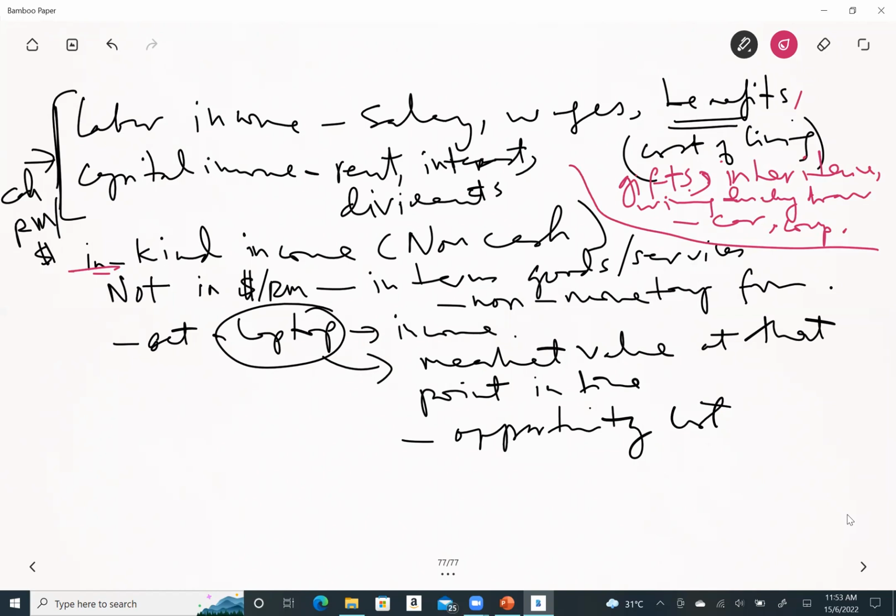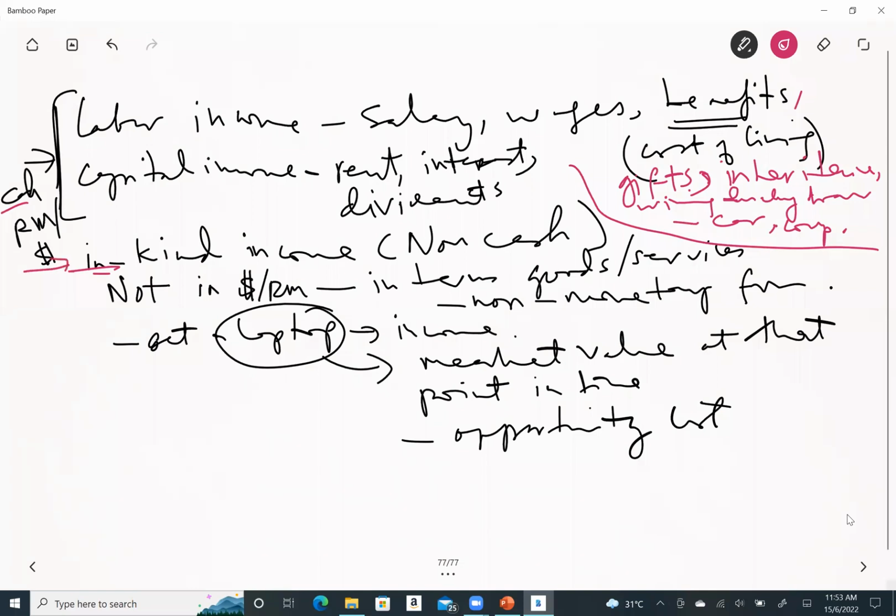Inheritance can be in RM. Okay, inheritance can be in money. But some inheritance is not in money, but in terms of property, assets. Maybe your father gives you a factory or a piece of land. So that is also considered as income. Okay? All right.